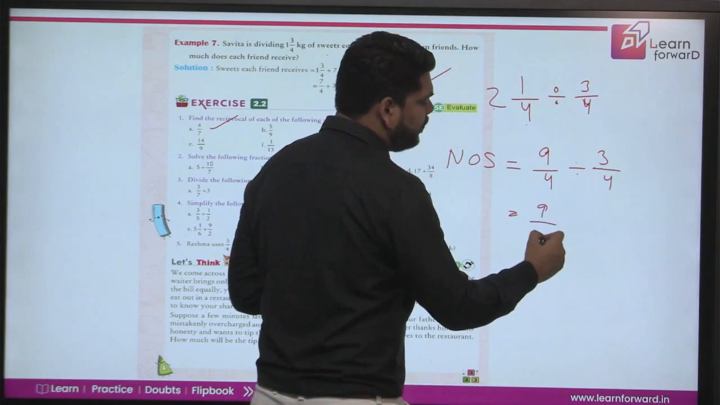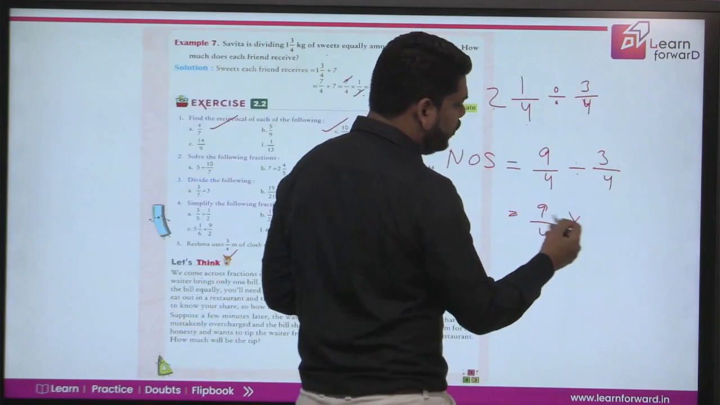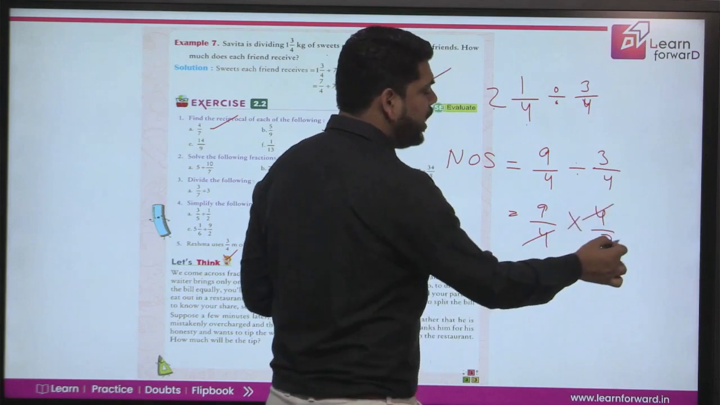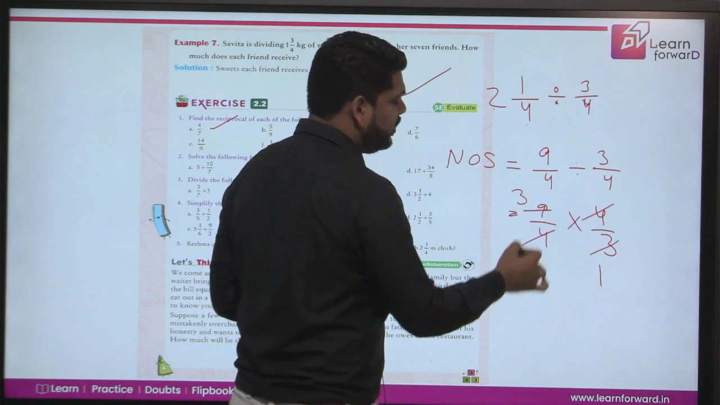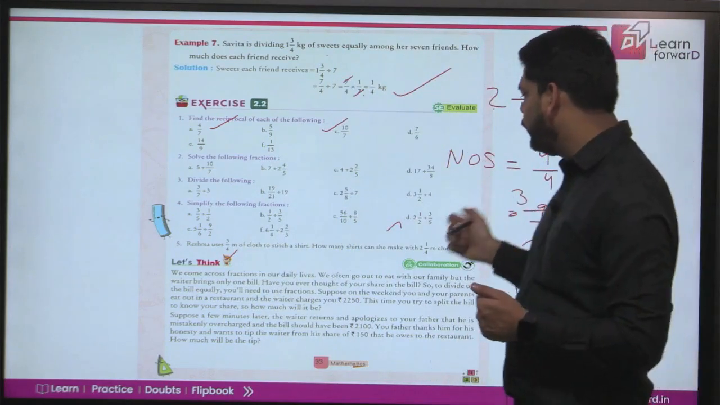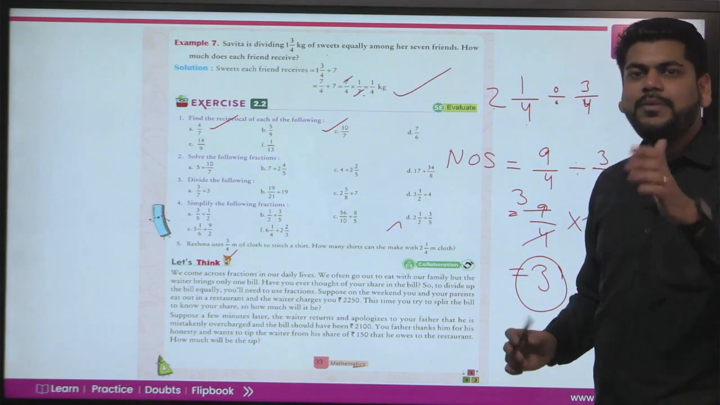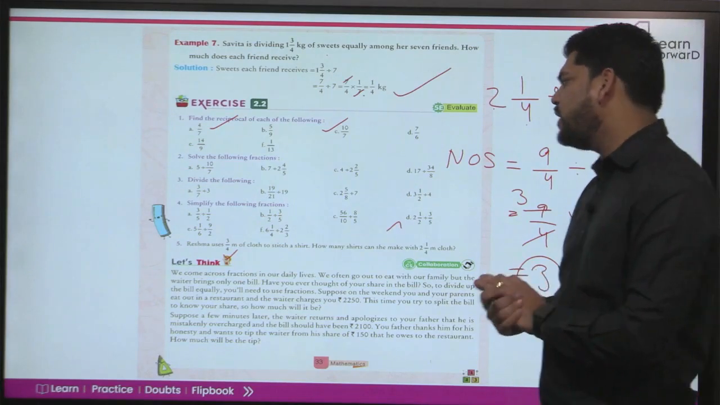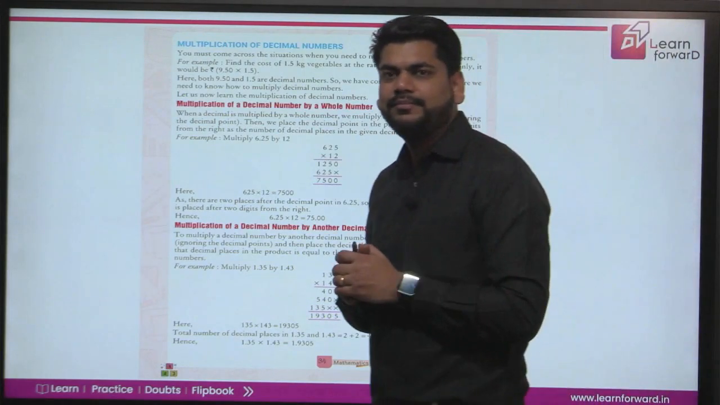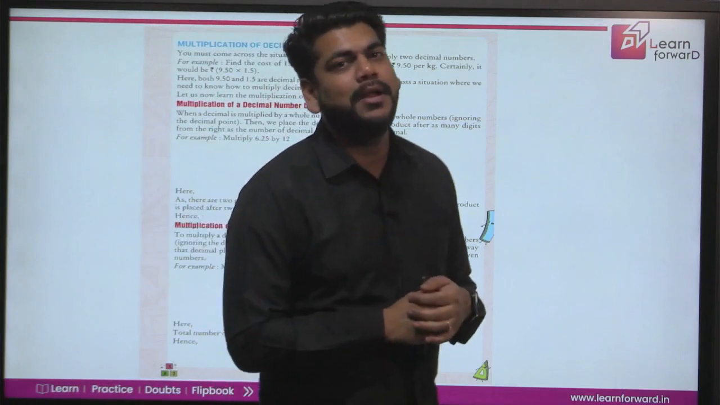So 9 by 4 division will be converted into multiplication, and we will do the reciprocal of the second number. 4 will be divided by 4 and 3 ones are 3, 3 threes are 9. So how many shirts will she be able to stitch using 2 1 by 4 meter is 3 shirts. I hope this is clear to you. Now we are done with the concept of multiplication and division of fractions. Fine. Now multiplication of decimal numbers.